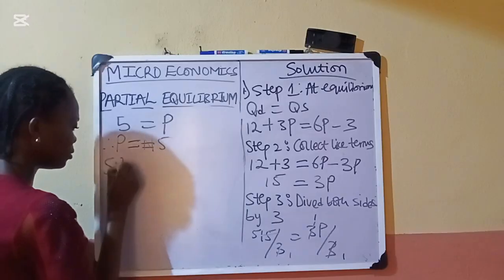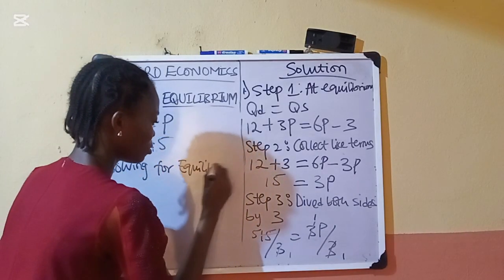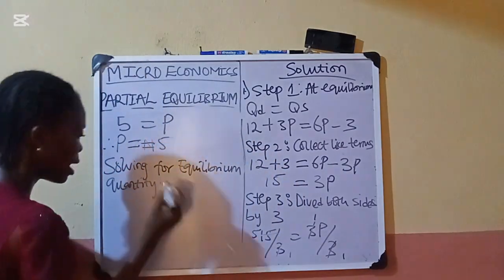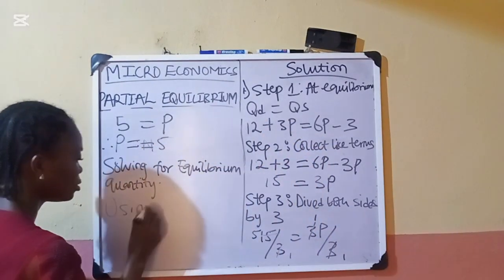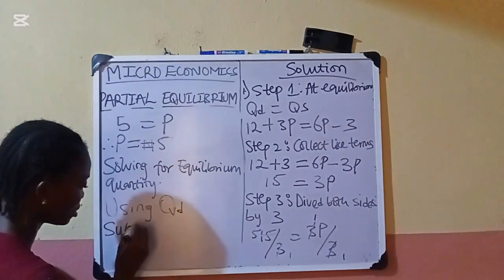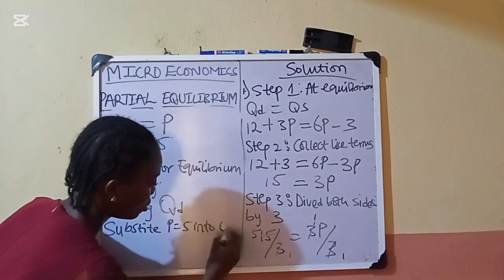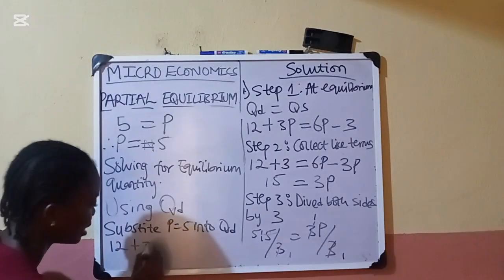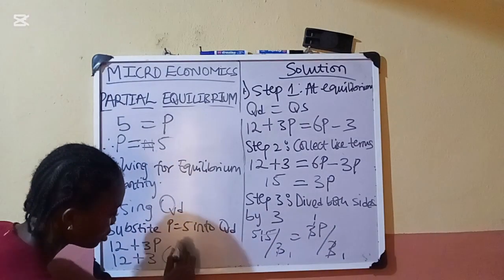Now, solving for equilibrium quantity, let's use our quantity demand equation first. So using quantity demand, you substitute P equals 5 into QD, which is our quantity demand equation. So you have 12 plus 3P. Substituting for that, we'll have 12 plus 3 times 5.